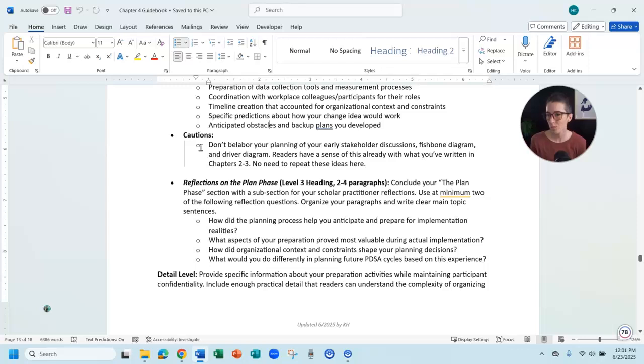Theoretically, part of this program, you have been working and planning your DIP for a long time, right? We get that. But you do not need to go back and regurgitate things that you said in your chapter 2. You do not need to go back and regurgitate things that you said in your chapter 3. Do not do that. You can reference them.